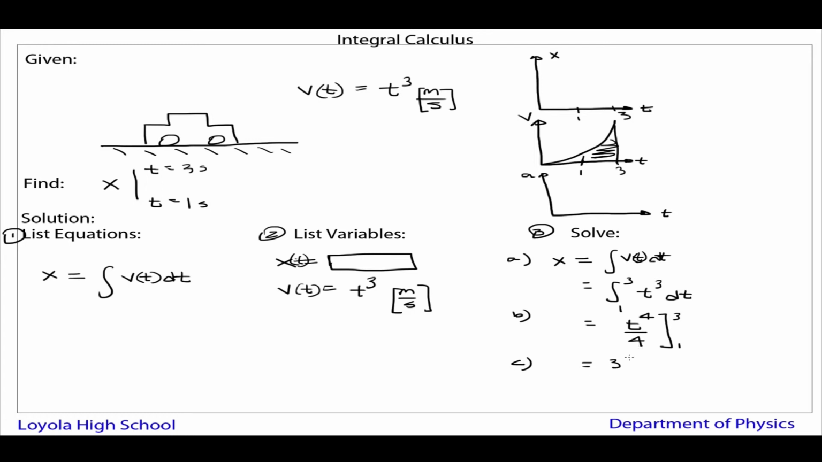So this looks like 3 to the 4th over 4 minus 1 to the 4th over 4. And this looks like 81 fourths minus 1 fourth. That equals 80 over 4, which works out to 20. And we'll use meters here. So the answer is 20. So that's our final answer.